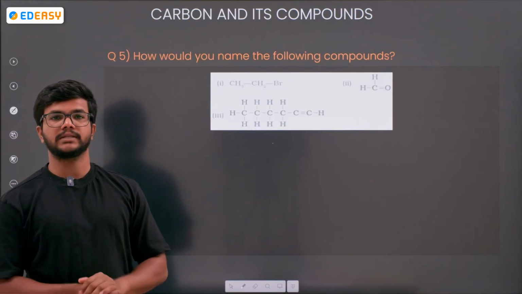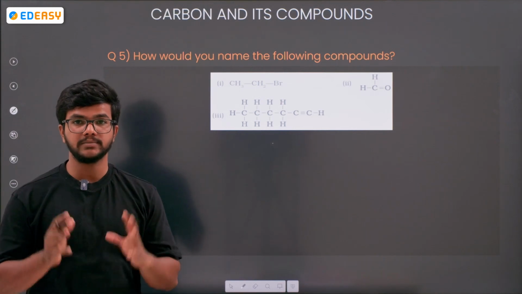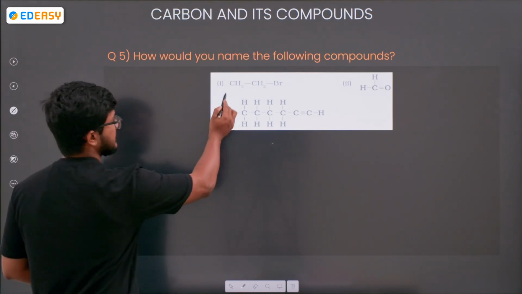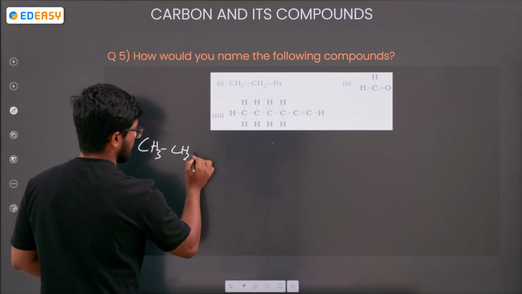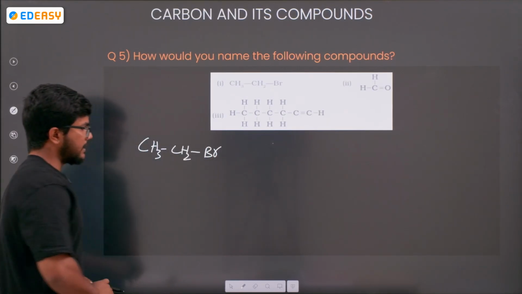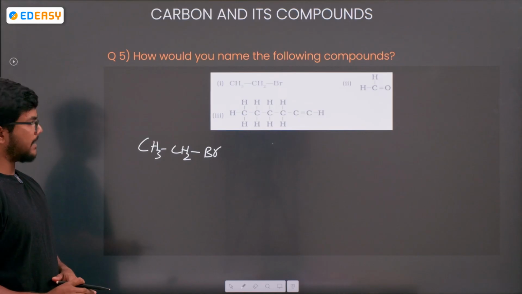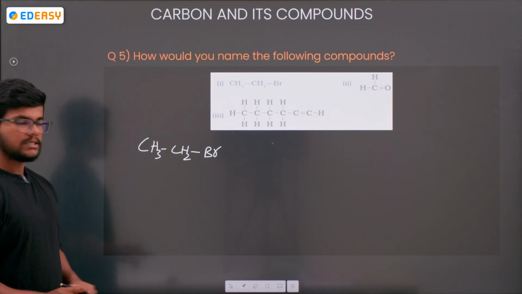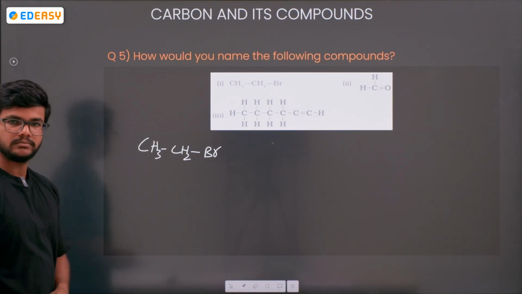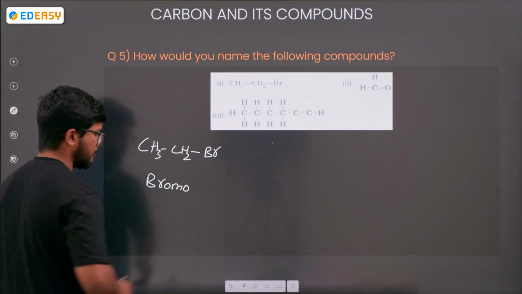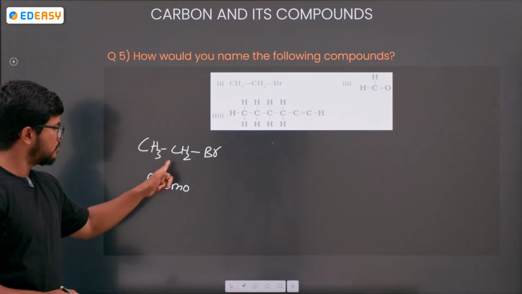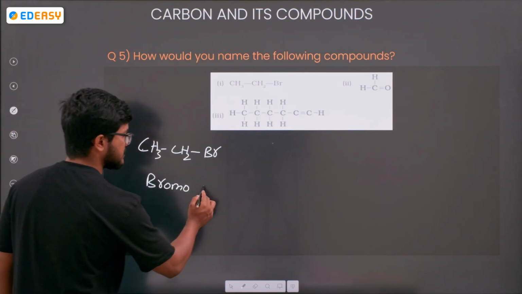Here is an example of IUPAC nomenclature, names of the compounds. So first is CH3CH2Br. Just find the prefix, root word, primary suffix and secondary suffix. First, the prefix is bromo. Why is it bromo? Bromo comes under a prefix. And the number of carbons, 2 carbons. 2 carbons means eth.